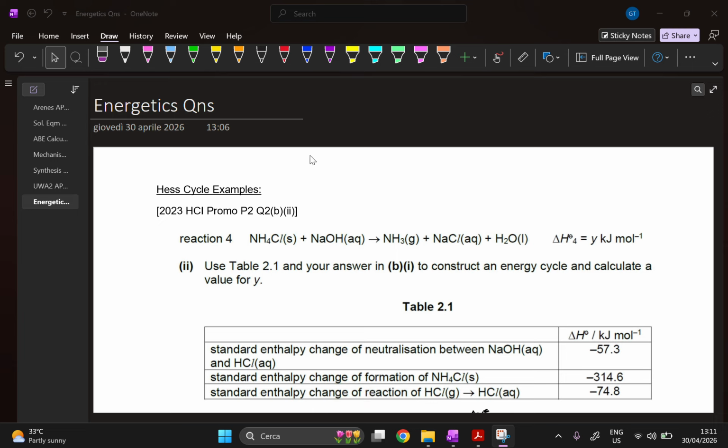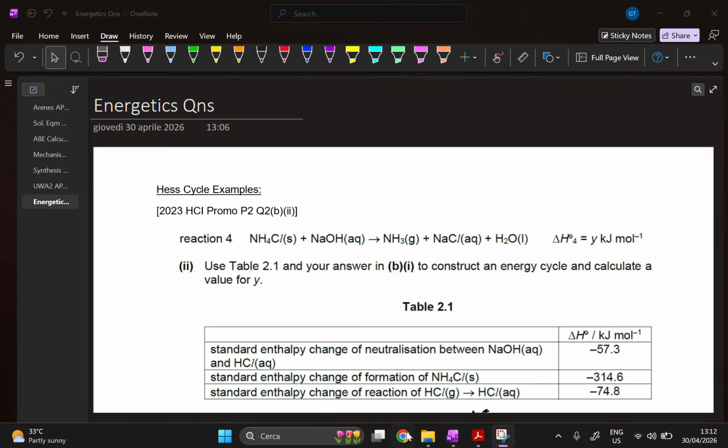Hi, I'm just going to go through a couple of Hess cycle questions, just to recap a bit on your drawing of Hess cycles itself. So before you arrive here, I hope you have managed to recap some of your key concepts in chemical energetics.